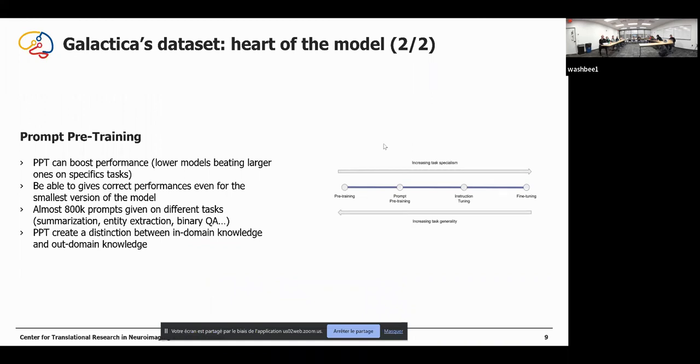So even if 60 million documents seems like a large dataset, for large language models it's quite a small dataset. So they try to enhance the performance of their model using prompt pre-training, because it's a small step toward task specialism, and prompt pre-training can boost the performance of a smaller model, and that's the case for this model because they have a smaller dataset, but also they want to be able to run this model on smaller nodes. If I remember well, the largest Galactica model can be run on a single A100 node. So being able to introduce prompts can enhance the performance.